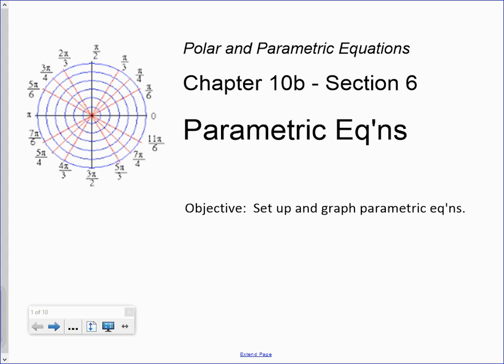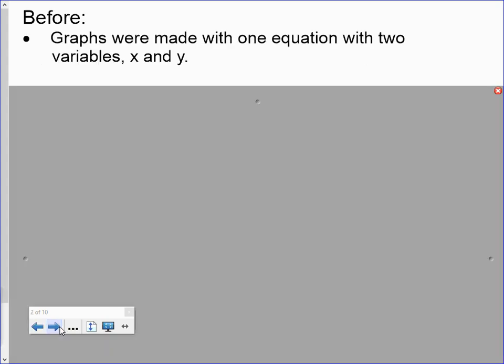Okay, but moving right along, we're going to talk about parametric equations today. Here's a slide where we kind of introduce this idea of parametric equations. What are parametric equations? How are they different than the regular equations we've been working with?